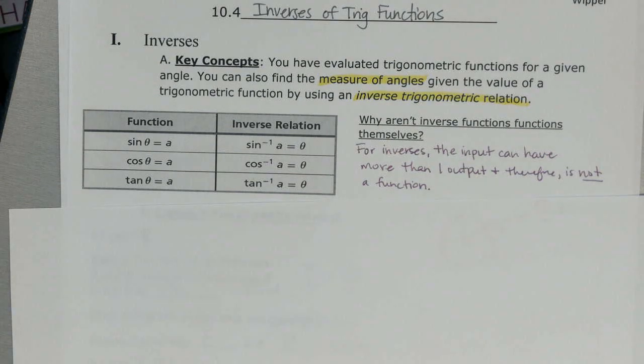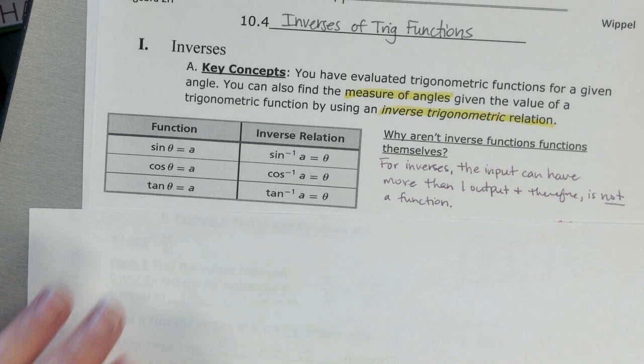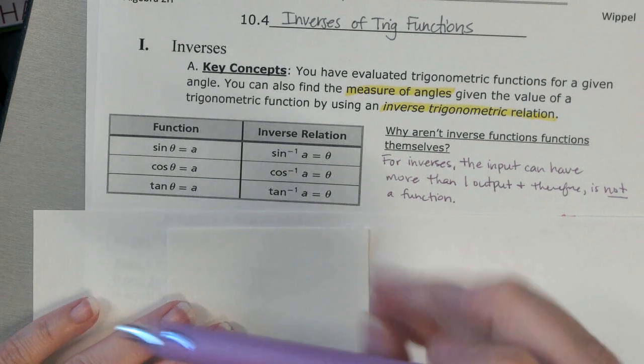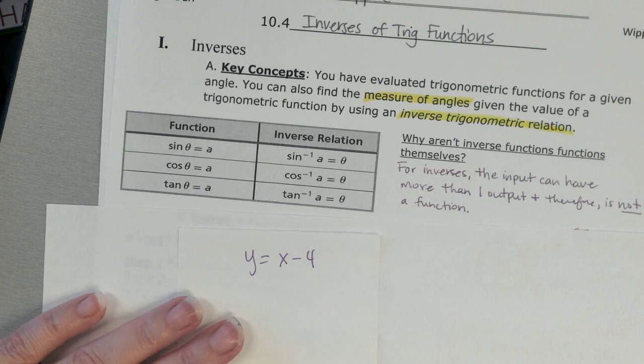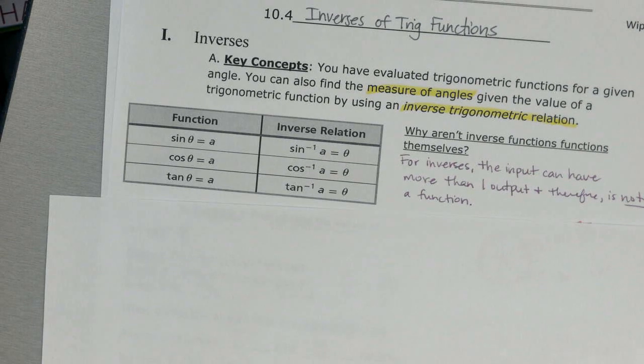So if you look at your chart here, you have the sine of theta equals A, right? And then the sine inverse of A equals theta. They're just showing you that the input and the output switch. Do you guys remember back in semester 1, we were finding inverses of functions that looked like this, y equals x minus 4. And to find the inverse, do you guys remember what the first step was? Yeah, good. You switch your x and your y. So that's what's happening here, the theta and the A are being switched, okay?